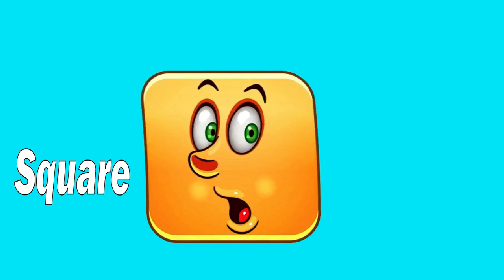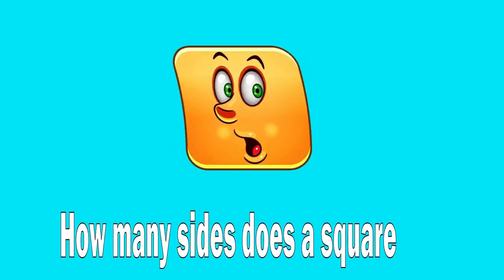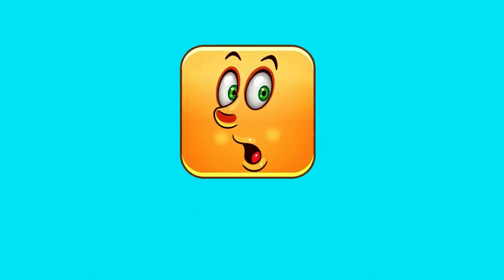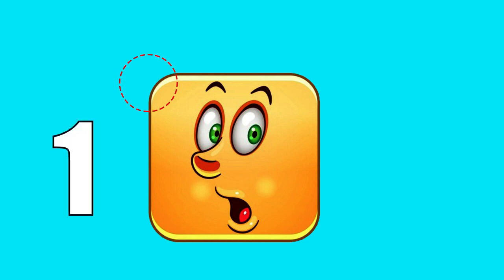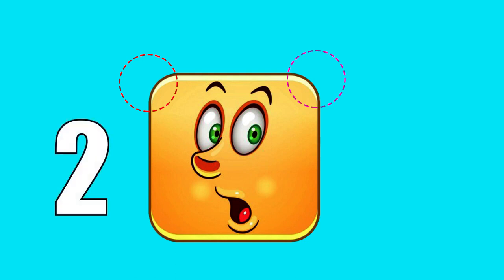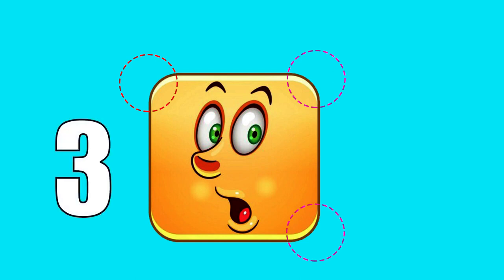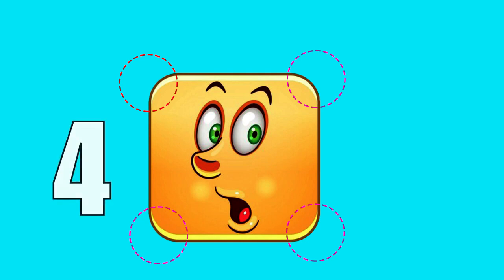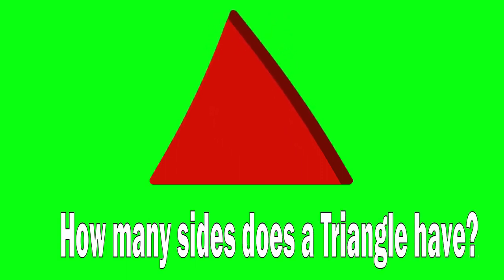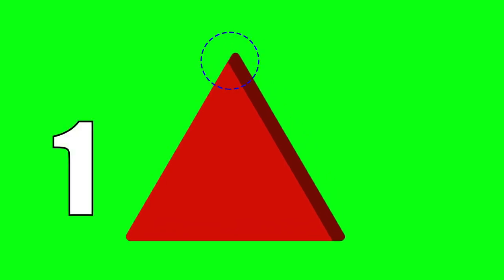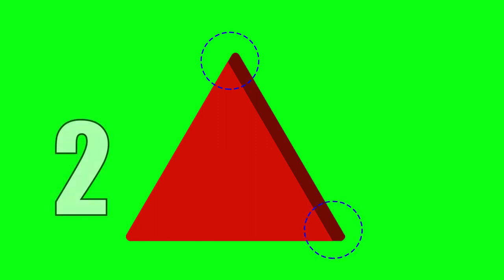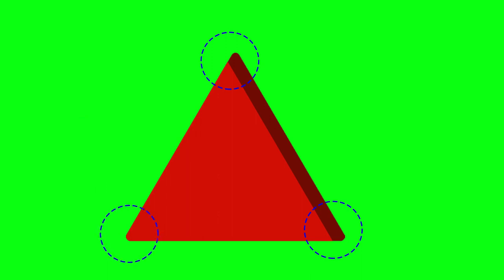Square. How many sides does a square have? 1. 2. 3. 4. Triangle. How many sides does a triangle have? 1. 2. 3.